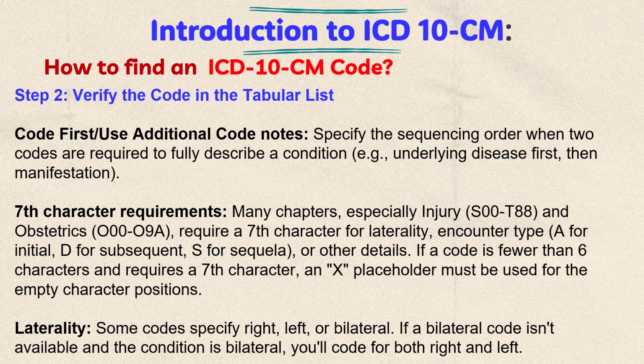Then the laterality. Some codes specify right, left or bilateral. If a bilateral code isn't available and the condition is bilateral, you will code for both right and left.